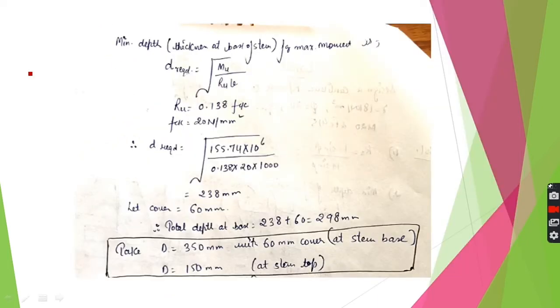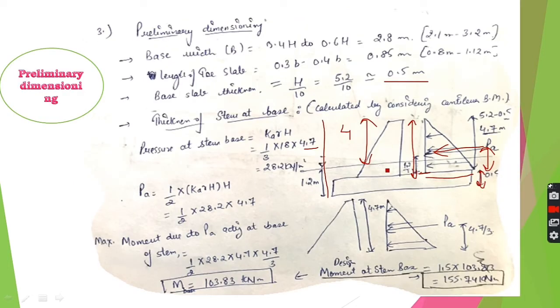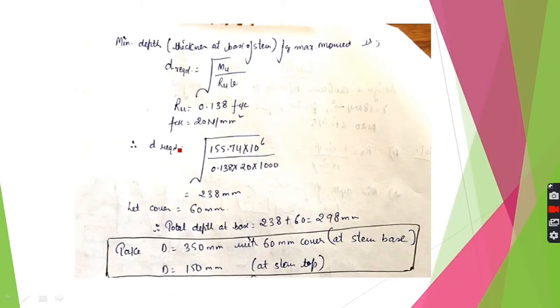So on the basis of this design moment, we calculate the minimum thickness of stem required at this point of maximum bending. So depth of stem required will be d is equal to under root M upon Rb, like this, and we get d as 238 mm. We assume cover to be of 60 mm and calculate the capital D, that is the thickness of your stem at the base, 350 mm.